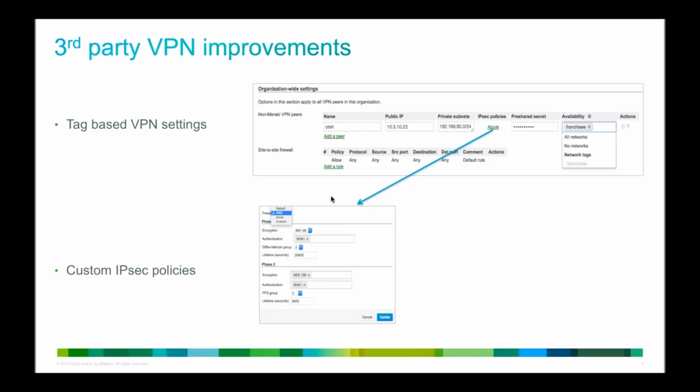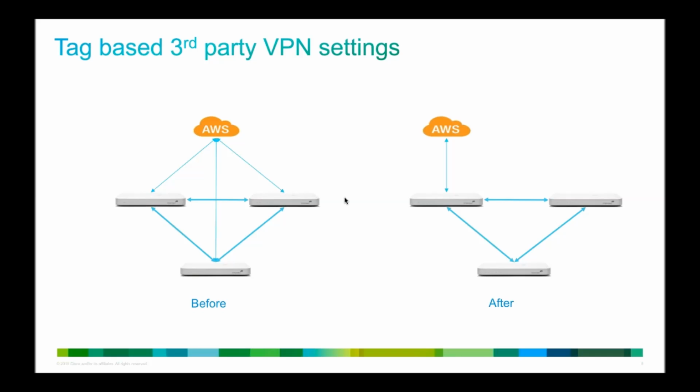Now, equally, if not more importantly, is the way we've re-architected the third-party VPN connectivity graph. If you look at this screenshot, you'll see that on the right-hand side there is an availability pull-down menu, and there are a bunch of tags there. So now we allow you to not only connect from every MX to a specific third-party device, you can actually choose which devices participate in the VPN, and this is the, quote-unquote, tag-based third-party VPN settings.